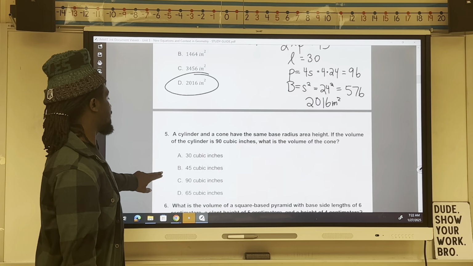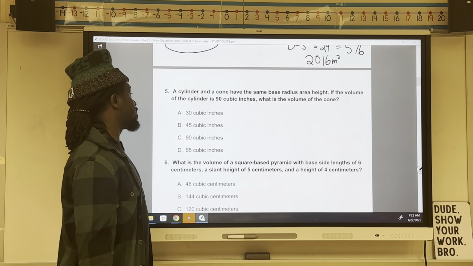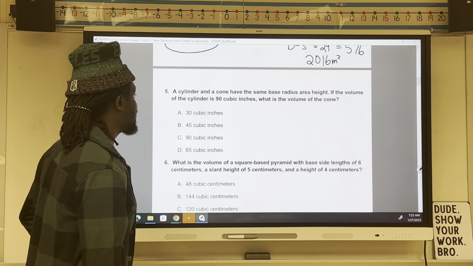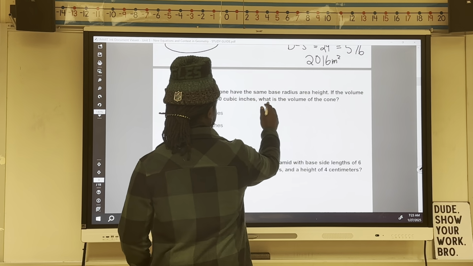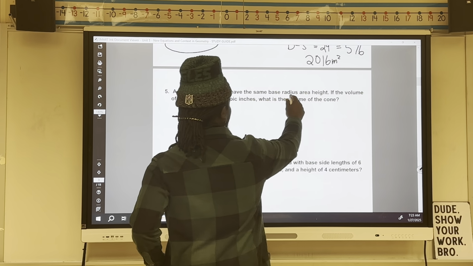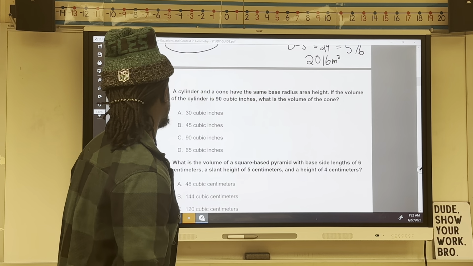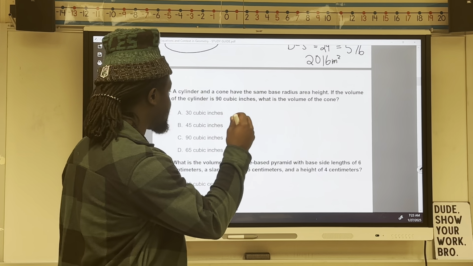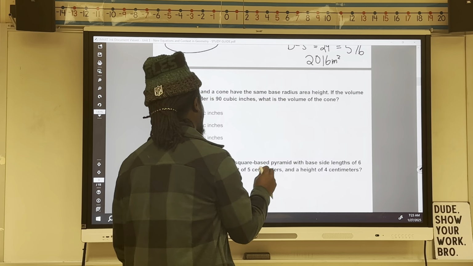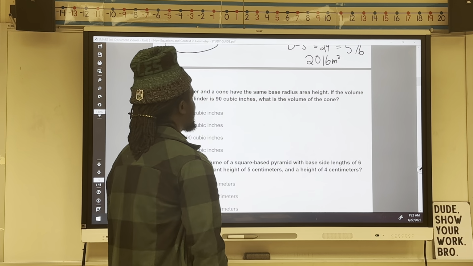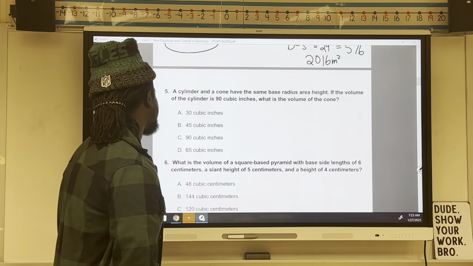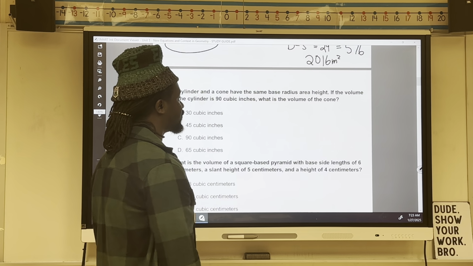All right, moving on. A cylinder and a cone have the same base and same radius. So we have a cylinder and a cone with the same base, the same radius and the same height. Sorry. If the volume of the cylinder is 90 cubic inches, then what is the volume of the cone?